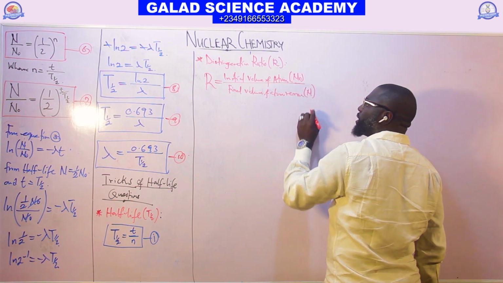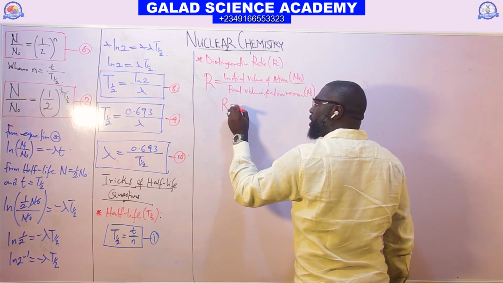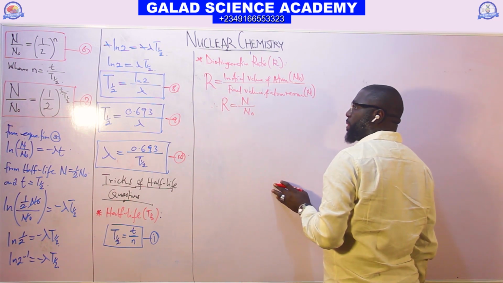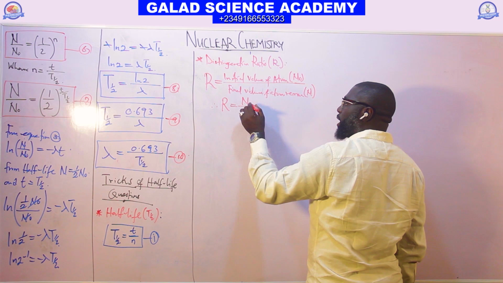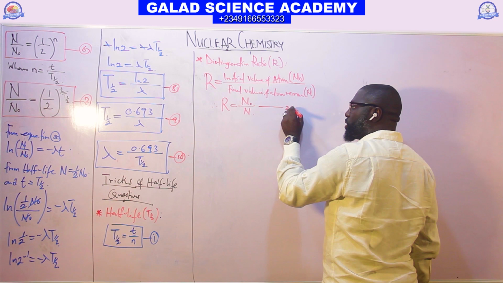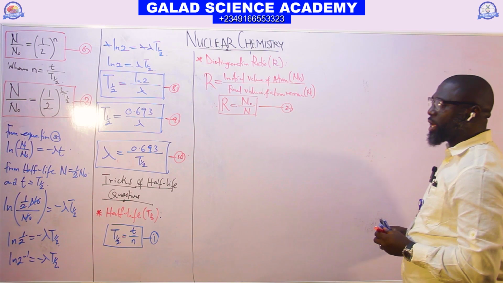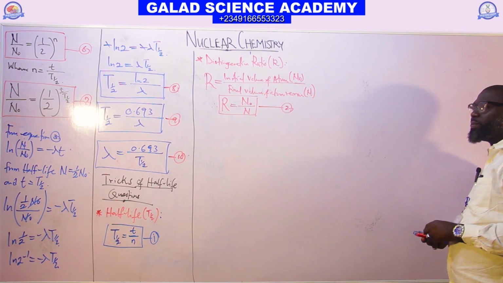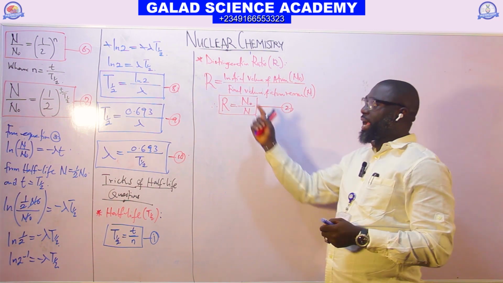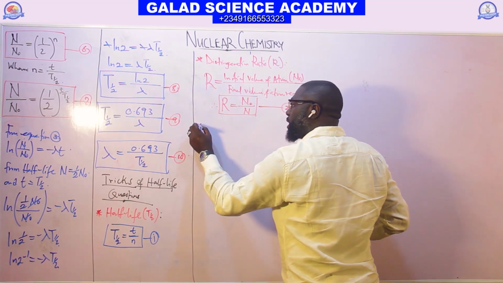Here we call it ordinary N. Therefore, my disintegration ratio R is equal to N naught over N. If I call this equation 1, this will be equation 2. And the second one is the disintegration ratio; I can relate it to the N.